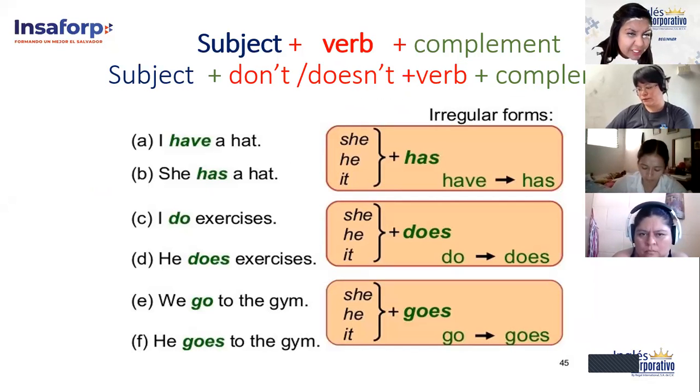So negative form is just don't and the verb in the base form. I don't have, I don't do, my brother doesn't go.